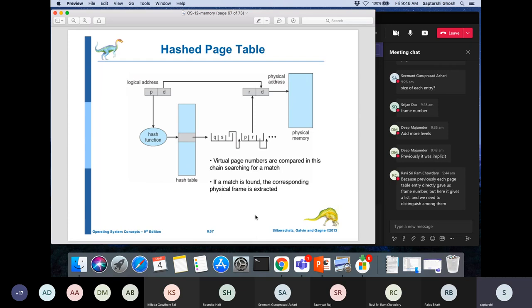Okay, so this is simpler. We do not need multiple levels of page table and all that. This is just a page table implemented as a hash table. The only thing is, you need to store a linked list for every element, and because multiple frames are mapped to the same hash table entry, you need to store the virtual page number in order to match with the logical address. So this is much simpler. Fine. Any questions here?